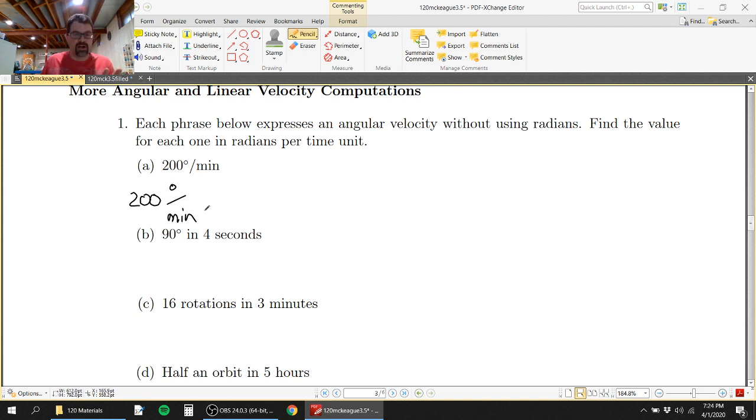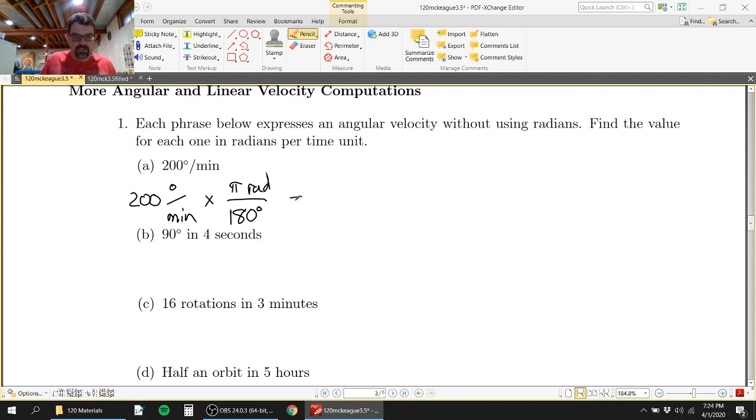The minutes are fine. That's not a problem. It's the degrees. We want radians. All right, well, it's pi over 180 or it's 180 over pi. Which one is it? Well, when you think about converting, it's 180 degrees, the same as pi radians. If we want degrees to go away, we'll put 180 degrees on the bottom, and we'll put pi radians on top. So we're going to do 200 times pi divided by 180.